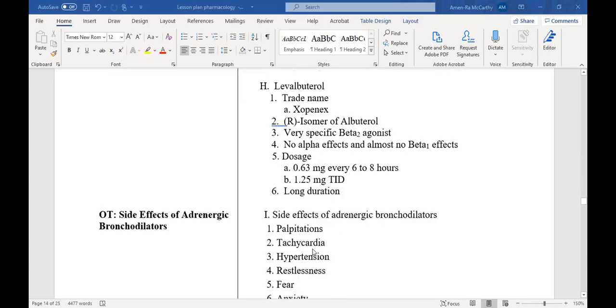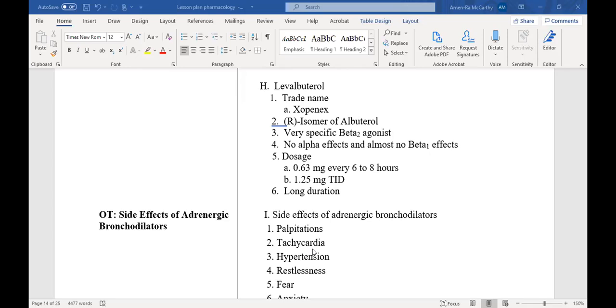All right. Finally, last one, levalbuterol. That's the one I showed you earlier. Levalbuterol is the one that's very, very expensive. Trade name, Xopenex. Starts with an X. Xopenex, not a Z. Xopenex is the trade name for levalbuterol.